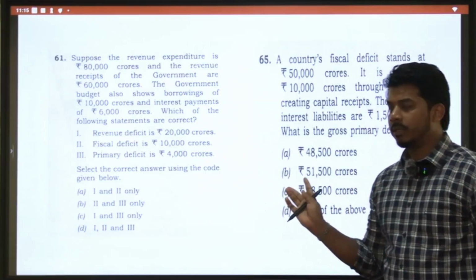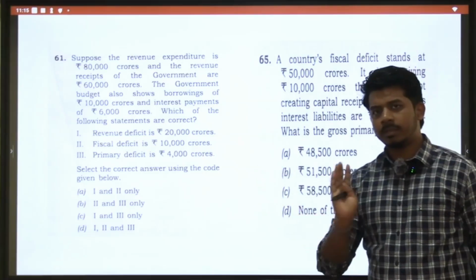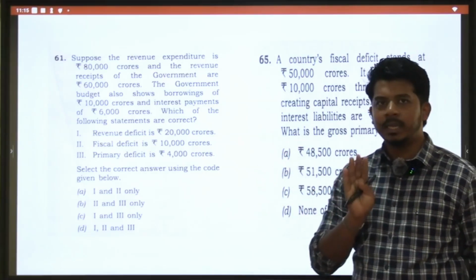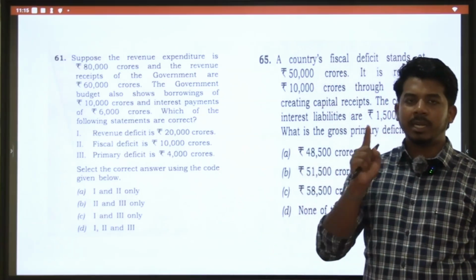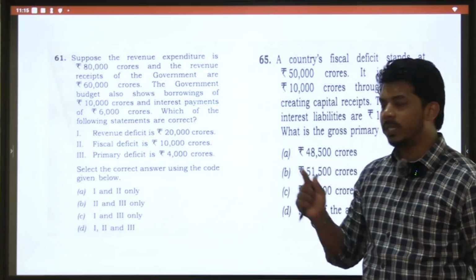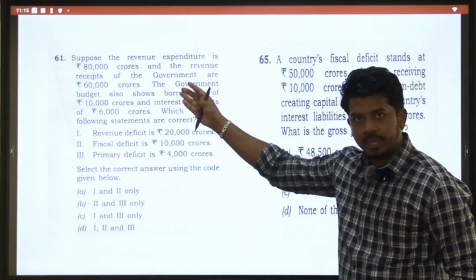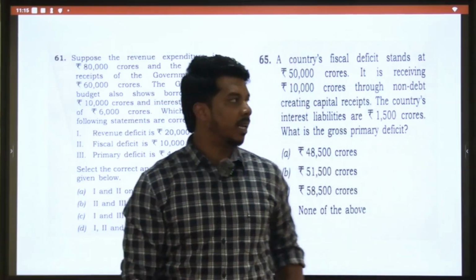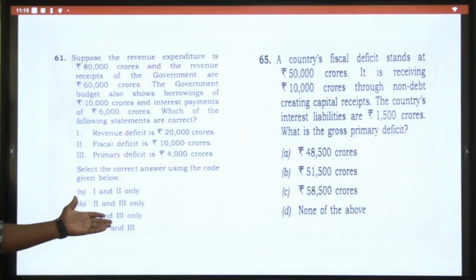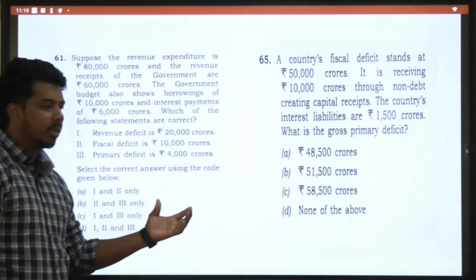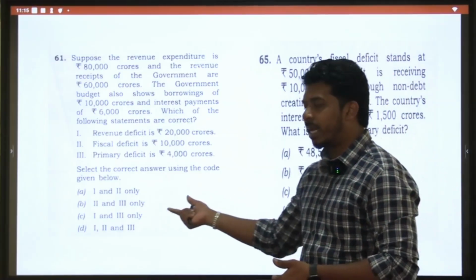These 2 questions are also about fiscal deficit, primary deficit, etc. You will read these topics in theory. You don't have to read the economic survey to understand this concept. But the difference between other questions and these 2 questions is that these are application based. They are giving you a situation and asking what is the primary deficit in this situation, what is the fiscal deficit in this situation. So here you are expected to apply your theoretical knowledge and arrive at the answer.